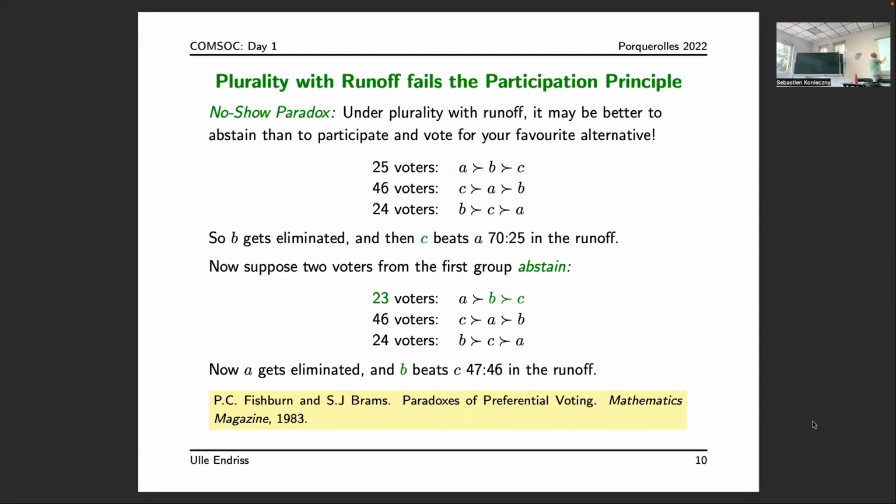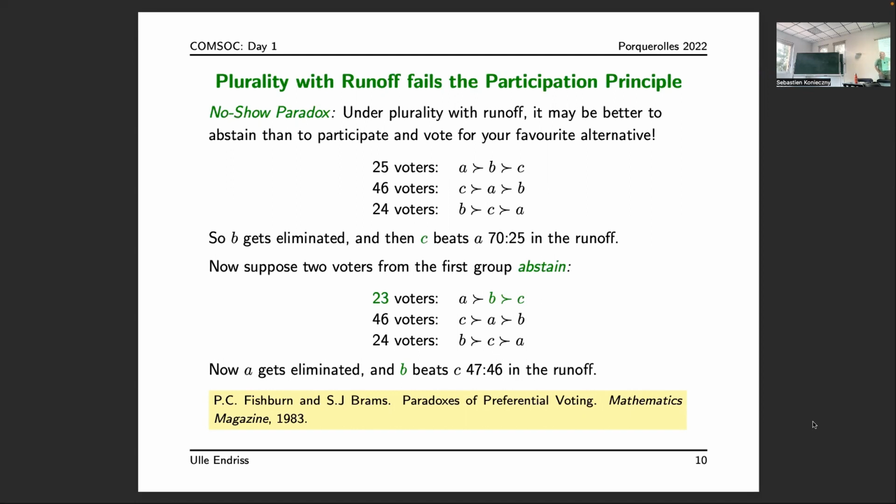So now imagine that 2 of the voters of the first group of these 25 instead stay at home. So there are only 23 of them showing up. And we run the same election. So everything stays the same. I just changed from 25 to 23. What happens in the first round? In the first round, yes, very good.